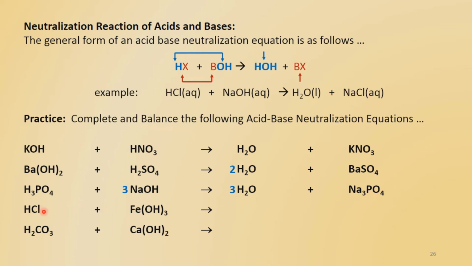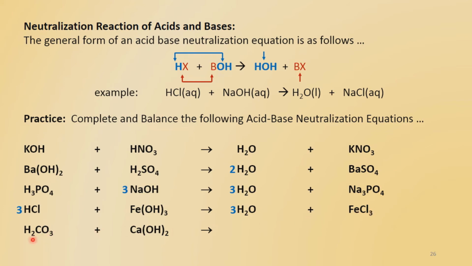Hydrogen chloride is monoacidic and iron(III) hydroxide is tribasic. So we're going to need three HCl molecules to give three hydrogen ions to neutralize three hydroxide ions to produce 3H2O, and the salt will be FeCl3, and this is properly balanced.